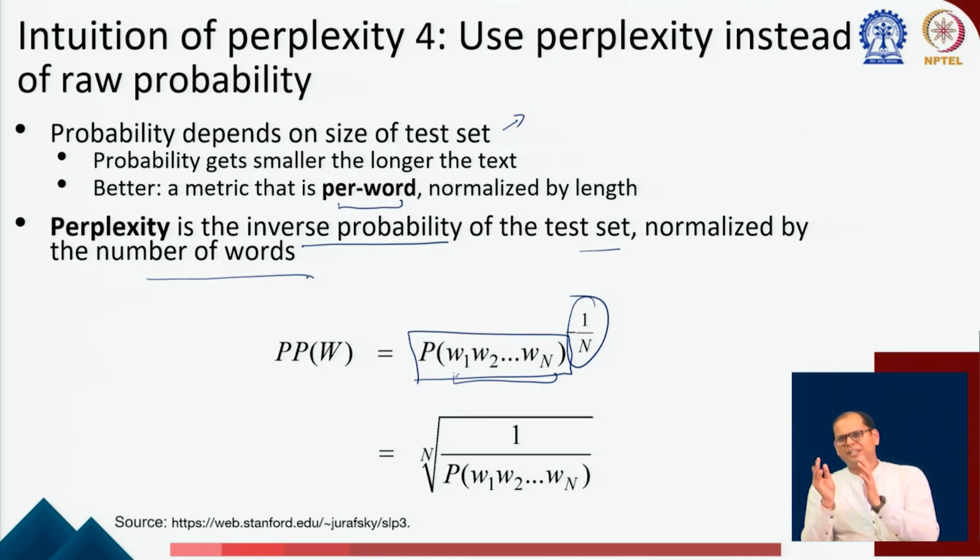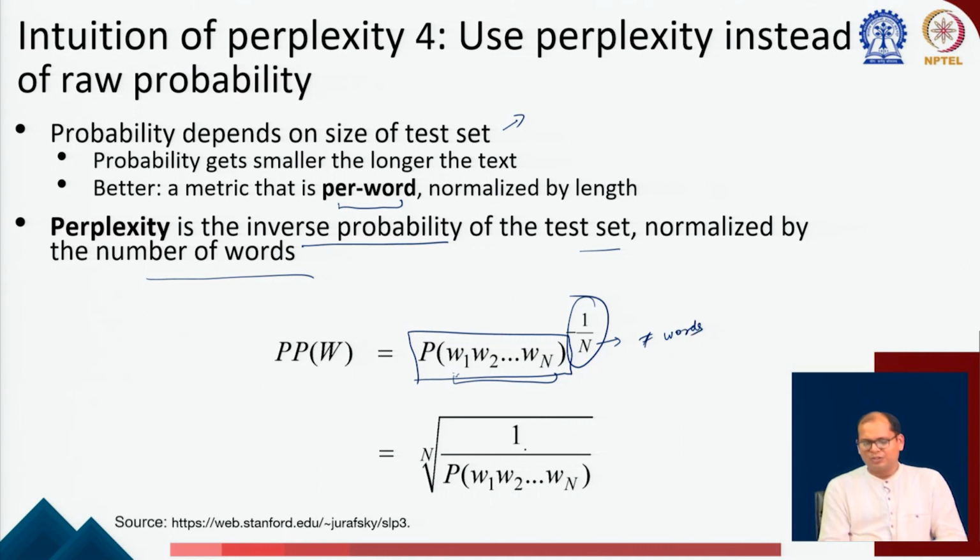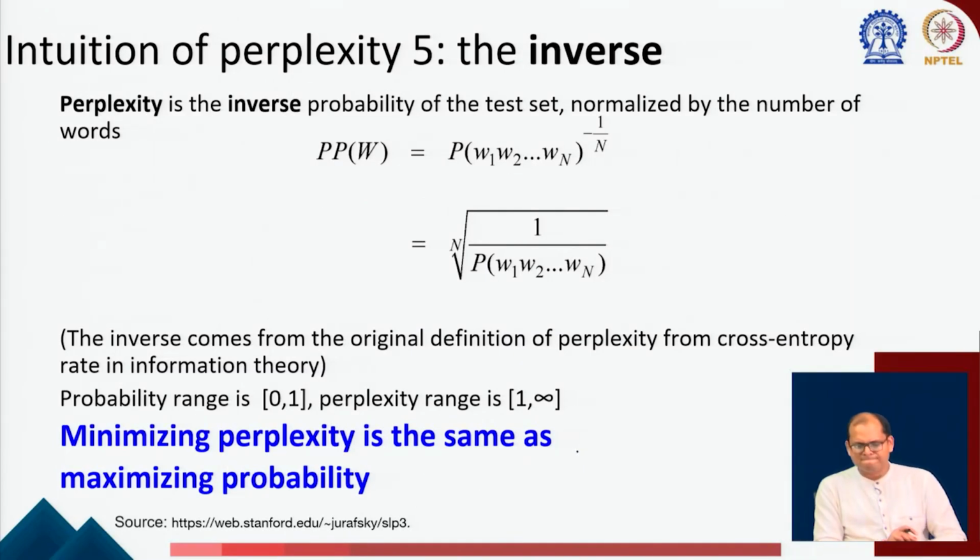So you have the probability of the entire corpus to the power minus 1 by n, where n is the number of words. You can also look at it as the inverse probability of the test set, taken to the power 1 by n. That is another way you can remember this. Now why the inverse? This comes from the original definition of perplexity, from cross entropy rate in information theory. Probability ranges from 0 to 1 and perplexity is from 1 to infinity. So if you minimize perplexity, you are maximizing probability. A good language model is one which has a lower perplexity.